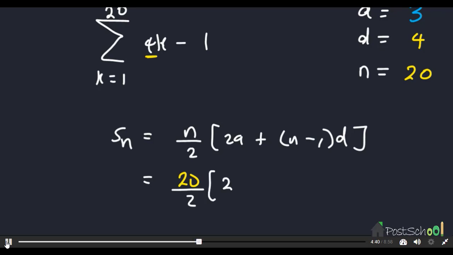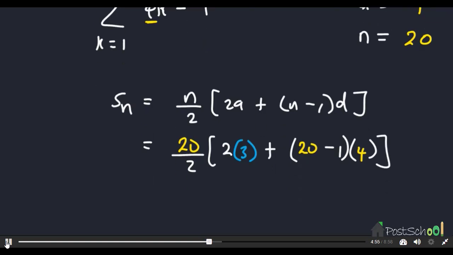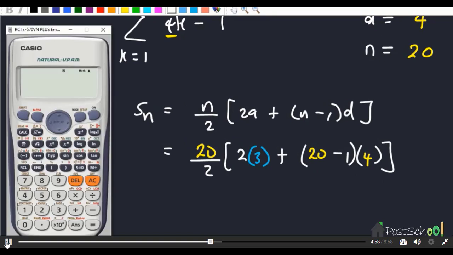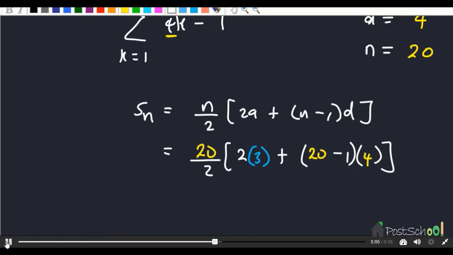Then this is 2 times a, which is 3, and then plus n, which is 20, minus 1 times d, which is 4. Okay, and we have to plug that in on our calculator. Let's use a calculator. 820. Right, so that's how we calculate the sum.